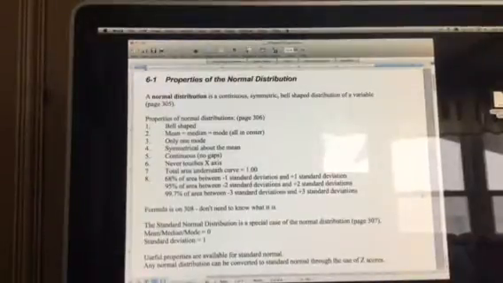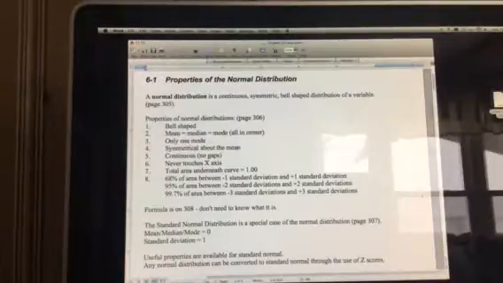This video is from section 6-1, Properties of the Normal Distribution, and it's going to look at the basic properties in the normal distribution, talk briefly about the standard normal, and quickly show you the formula for a z-score. Alright, so the definition there: a normal distribution is a continuous, symmetric, bell-shaped distribution of a variable. We're going to start to break that down.